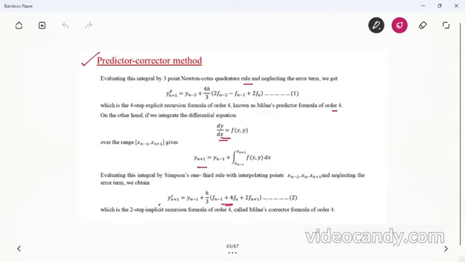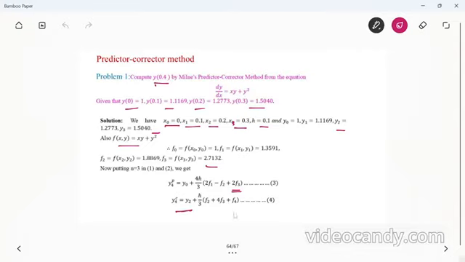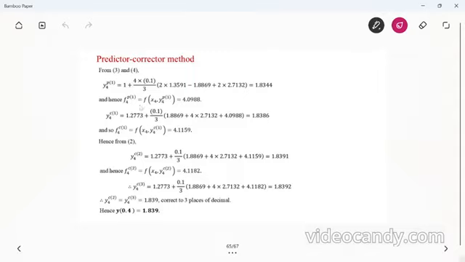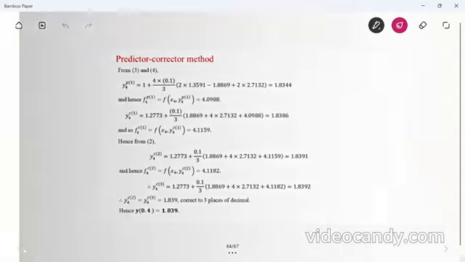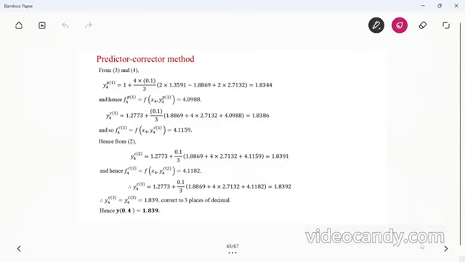From the previous formulas, this is the predictor formula and this is the corrector formula, and here we are putting n = 3, because this is the integral formula of the 3-point Newton-Cotes quadrature formula. So we are putting these values in the predictor formula and the corrector formula, and we get this value.